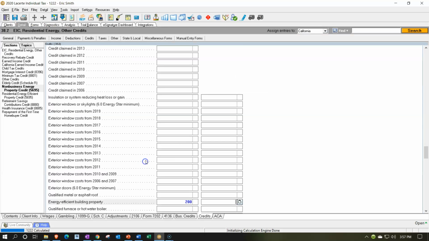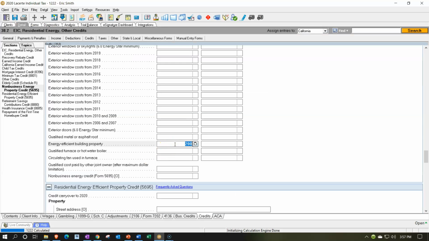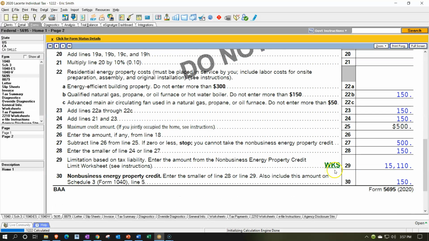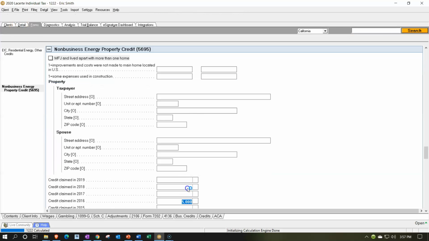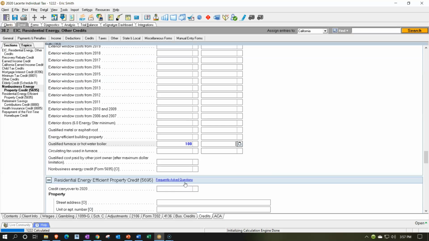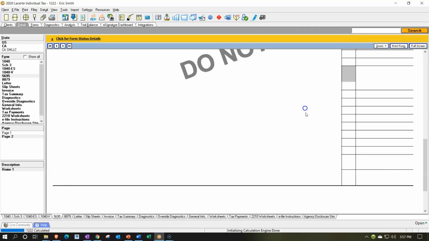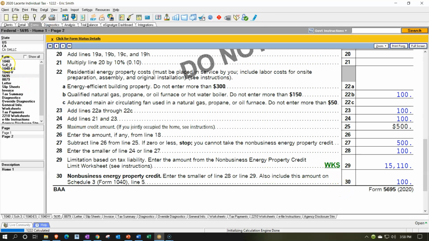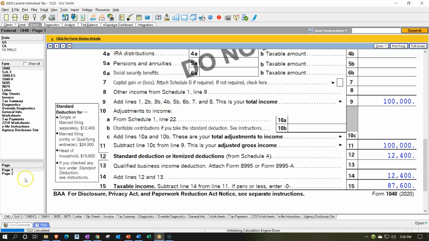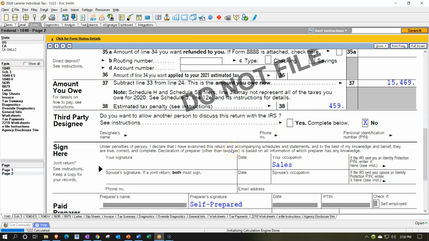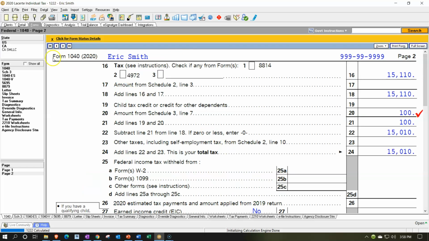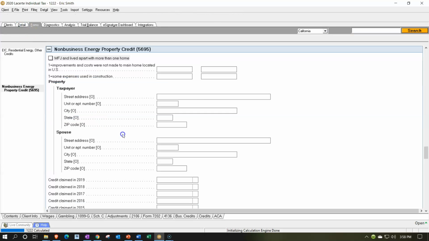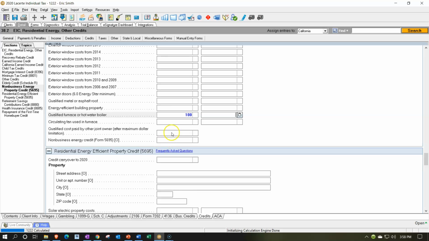Back on over, and let's go down to the qualified furnace and hot water boiler. Let's put the 5,000, and you can see we're capped here. They're capping us at 150. So even if I went back over and said, I put 100 there, then we're going to be picking up the 100, and that's going to pull over then to the 1040, and that's going to be on page 2 of the 1040. So page 2 of the 1040, there we have that. So different caps for the different types of property as they kind of negotiated this thing.